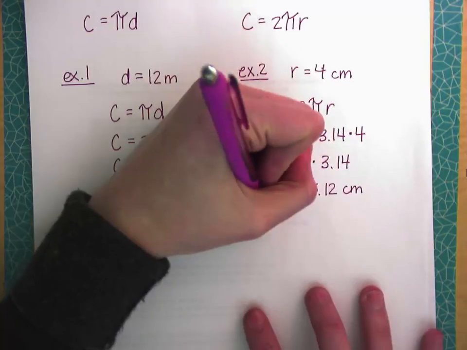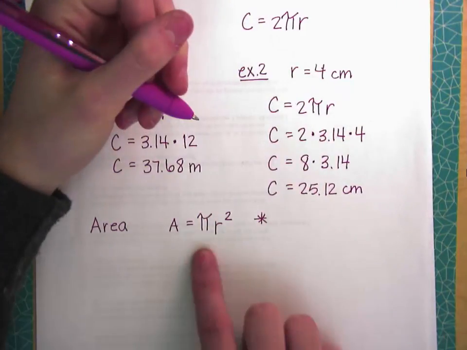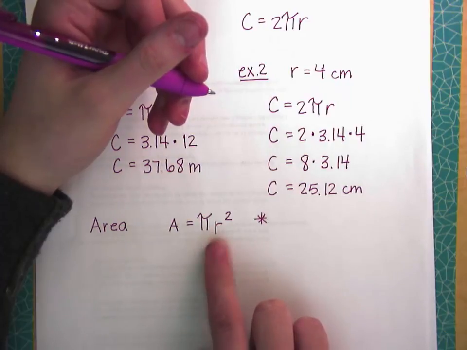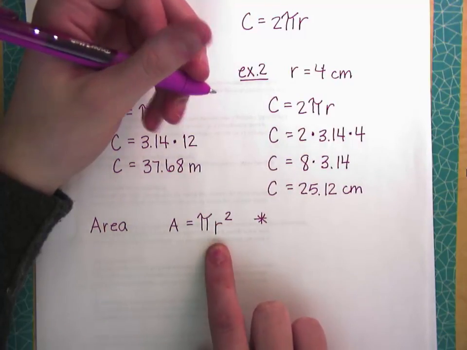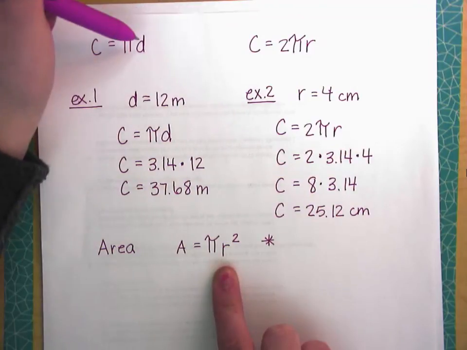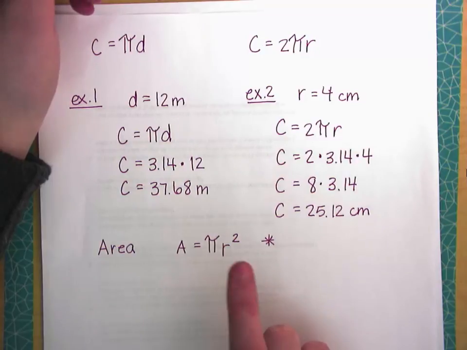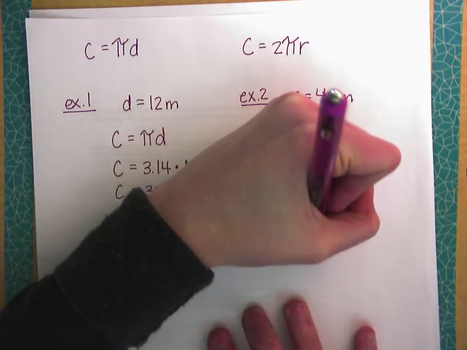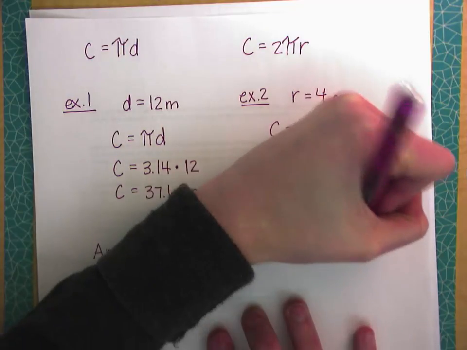And another thing to remember is that when we're solving for area, you always have to use the radius. Okay? With circumference, we could use either the diameter or the radius, but for area, you always have to plug in the radius. Okay? So make a note of that. Always use radius.